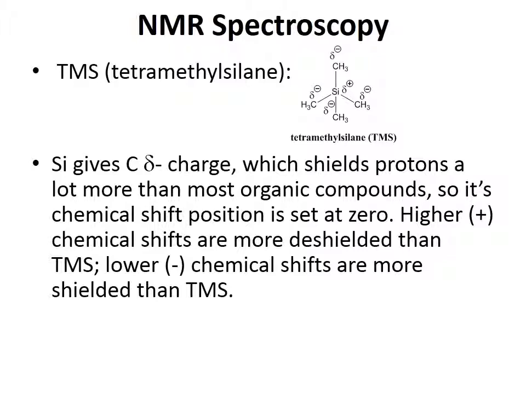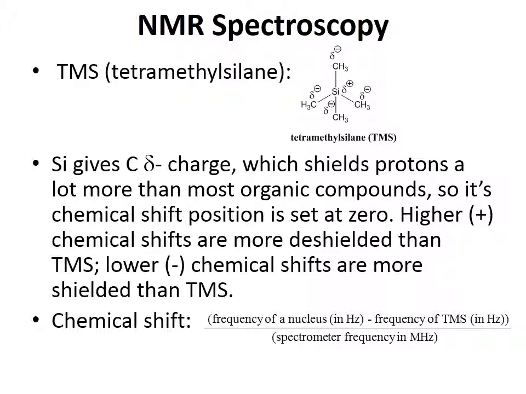Lower or negative chemical shifts are more shielded than TMS. Examples would be organometallic compounds, where the metal-carbon bond puts a lot of electron density around the carbon and thereby puts a lot of electron density around nearby protons, causing more shielding. So chemical shift is defined as the frequency of a nucleus in Hertz minus the frequency of TMS in Hertz divided by the spectrometer frequency in megahertz. Since you have Hertz divided by megahertz, and megahertz is 10 to the 6th Hertz, that's why chemical shift is defined as parts per million. 10 to the 6th is a million.